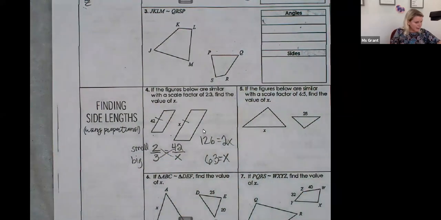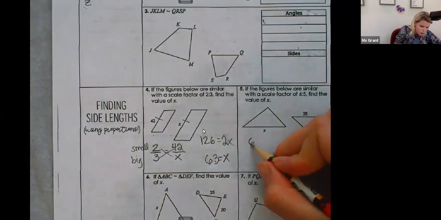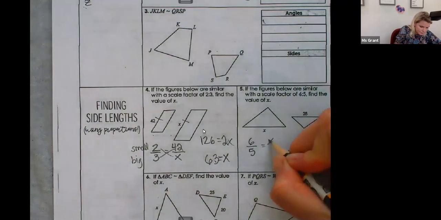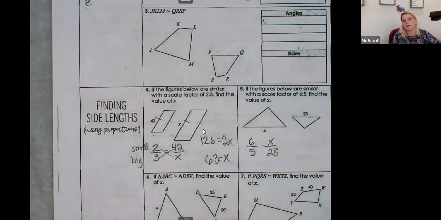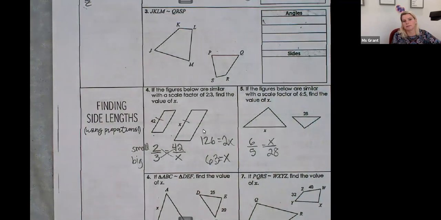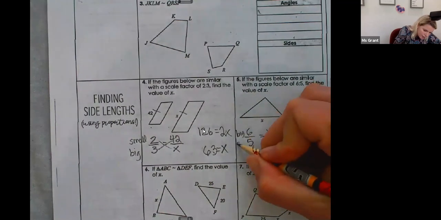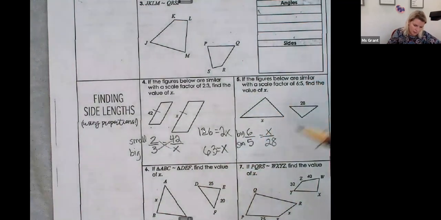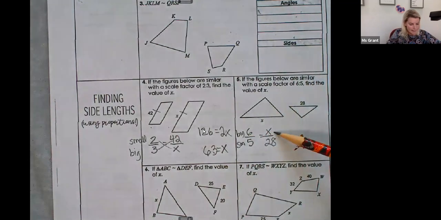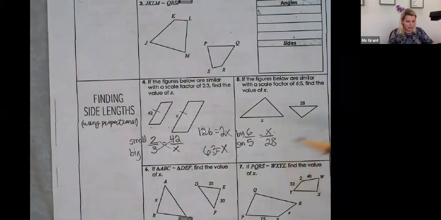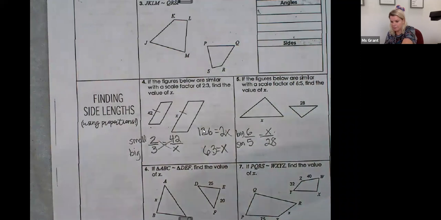I'm going to write down number 5 just so you have it, so you know how to set it up. 6 over 5 equals x over 28. Obviously, the big triangle is on the numerator, so my big triangle has the side x. My small triangle has the side 28. Okay?